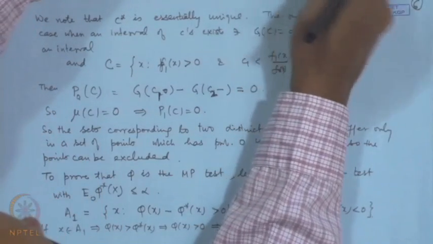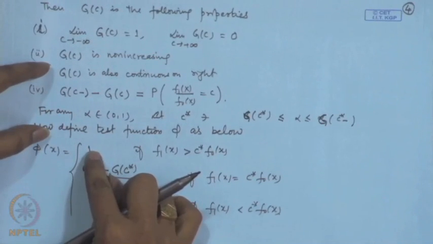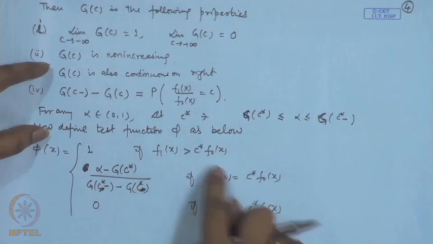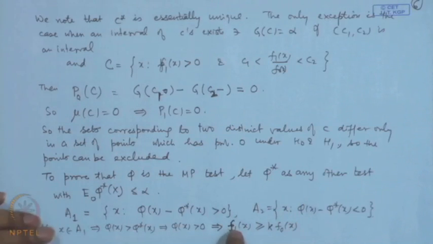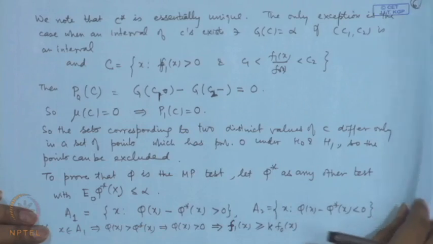Because that is the way we have defined. Phi is positive in these two regions. So, f1 is greater than or equal to c star f naught here. So, this condition will be true here. So, f1 will be greater than or equal to k times f naught.